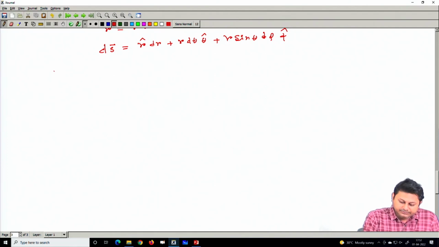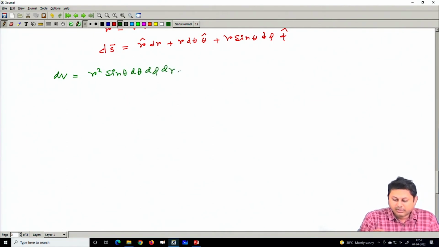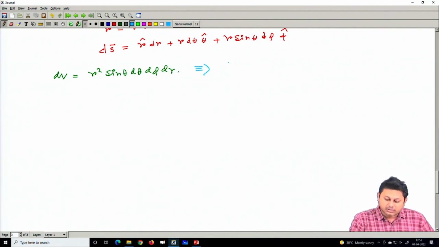What is the volume element? dV is r square sin theta d theta d phi and dr. Again, I would like you to note that in Cartesian and in cylindrical coordinate system, the volume element was h1, h2, h3, and then you had du1, du2 and du3.